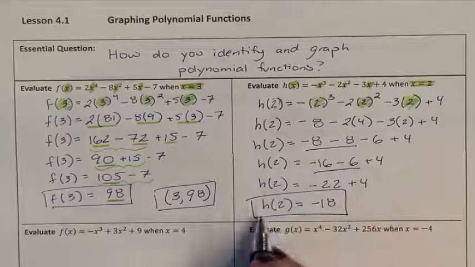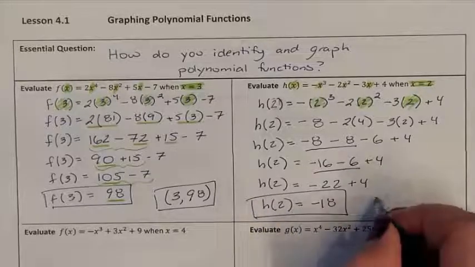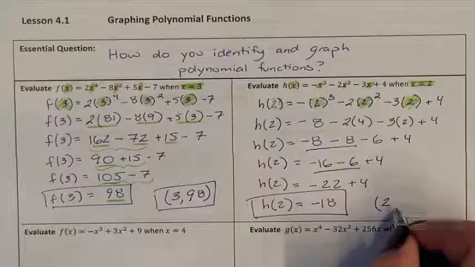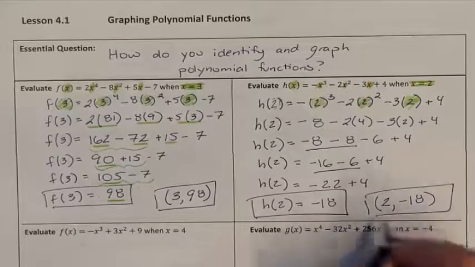This is answer number 1. I tested the h rule at 2 and I got the answer negative 18. This is answer number 2. I tested the h rule at the number 2, and when I did, I got the answer negative 18.